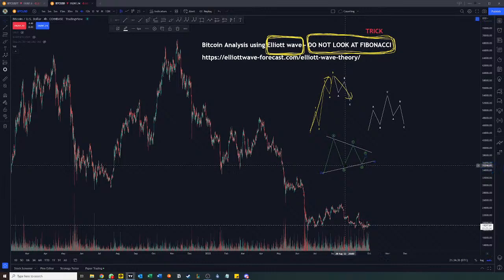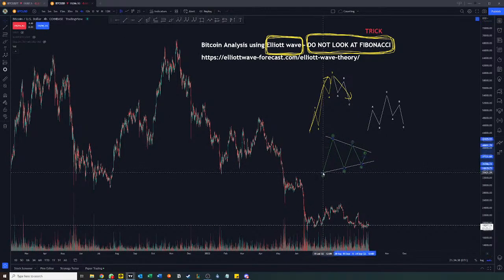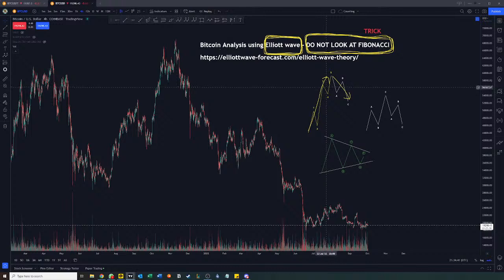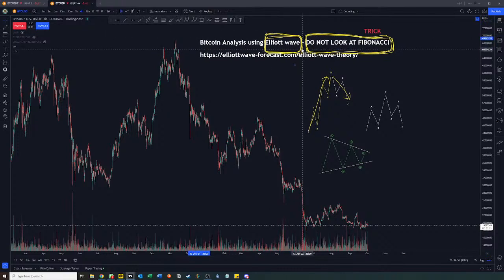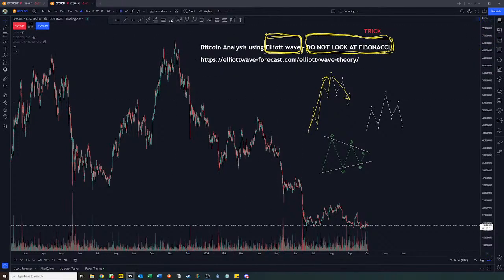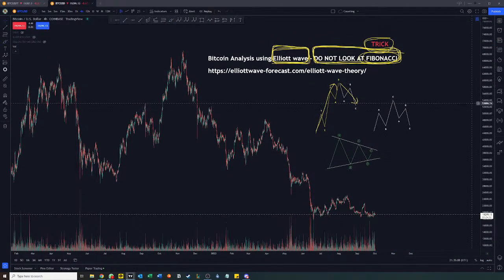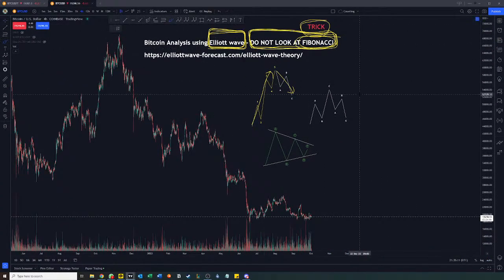And these triangles are usually in the fourth wave of an impulse, or a B wave of an ABC corrective wave. These can be seen and learned quite well on this website. It's not really sponsored. I myself learned it from there, but I do not look into Fibonacci, and I believe using Fibonacci is a trick to counting, because a lot of people think the Elliott wave book is the masterpiece, so you have to read the book and go buy the book.